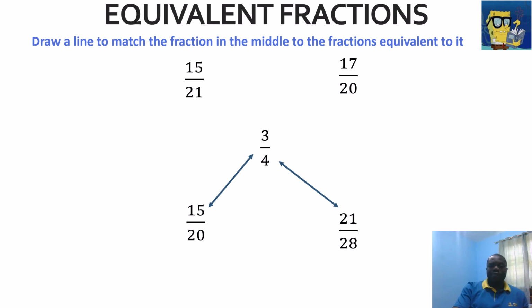Yes, but for those above, 15 out of 21, 3 times 5 gives 15, alright, but 4 times 5 is 20 and not 21. I hope you understand this. Let's move on so you can practice some questions. Copy these questions that are coming down by pausing the video.